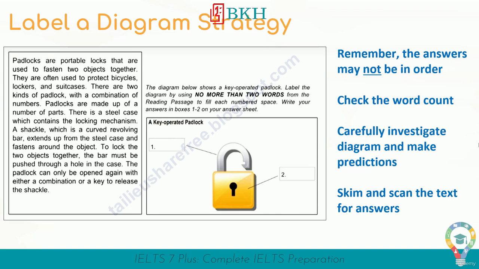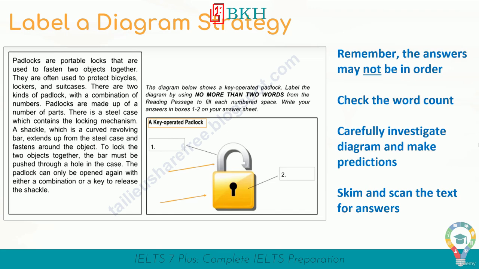Once you've checked the word count, carefully investigate the diagram and make predictions on the language that could be used to describe each part. Have a look to see if there is a title on the diagram. And here the diagram is titled a key-operated padlock. Let's take a look at number 1, which is this curved metal shape sitting on top of a golden box. That's how I would describe it, and it means that I'm looking for that kind of language in the passage.